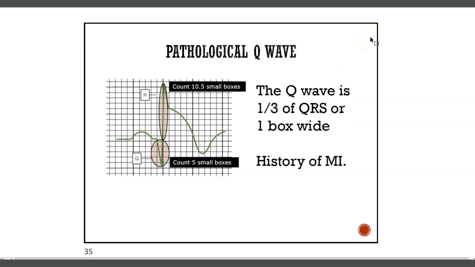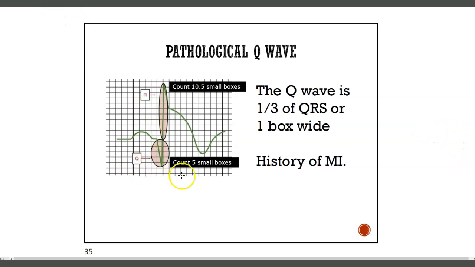There are times when the Q wave looks kind of funny, and there is actually a terminology for that. It's called a pathological Q wave. A pathological Q wave is when the Q wave is one third of the QRS or 1 box wide. So if it's a minimum of 1 box or more, or at least one third of the QRS, it's pathological. This is commonly seen in patients who have a history of MI.